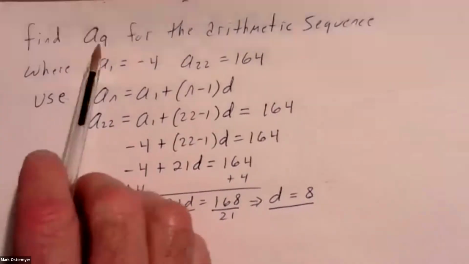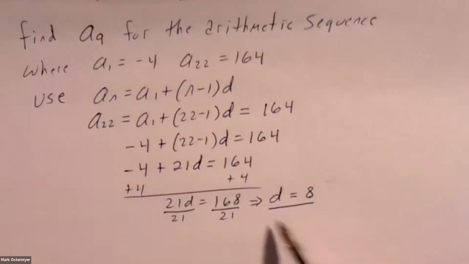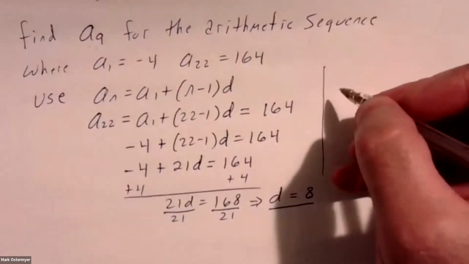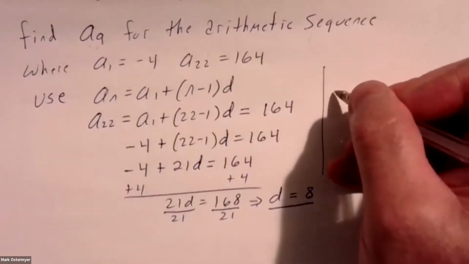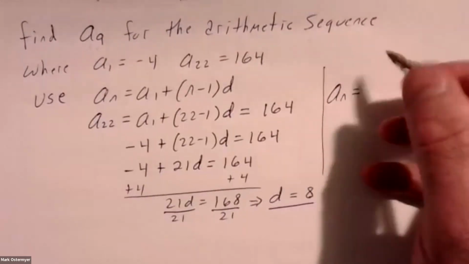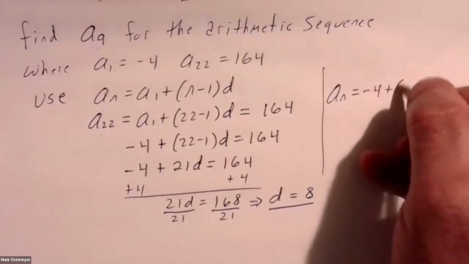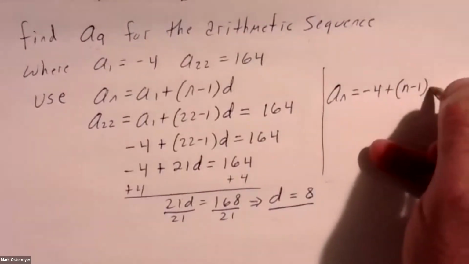We still have to answer the question, though. I want to find the 9th term now. Well, now that we know our common difference is 8, we can write our nth term rule for this particular arithmetic sequence. Our nth term is really going to be our first term, which is -4, plus (n - 1) times our common difference of 8.